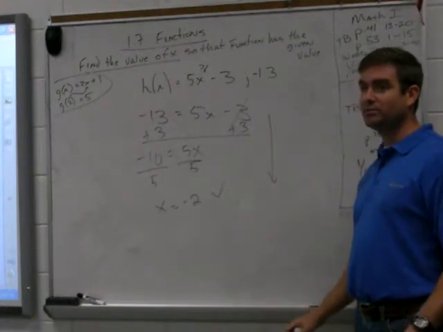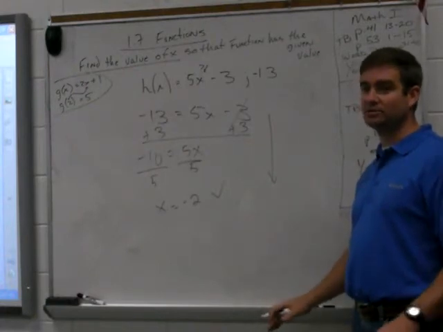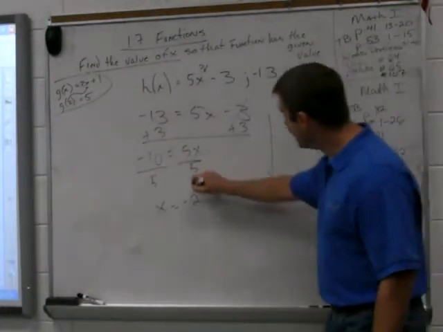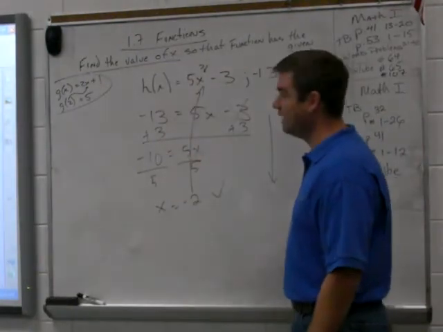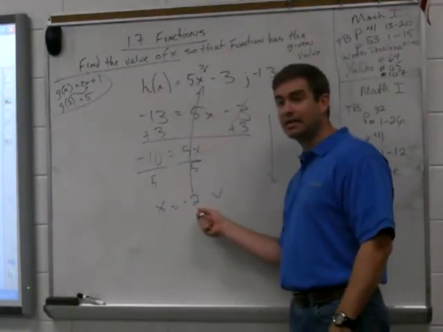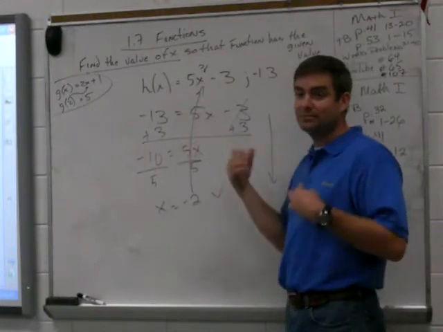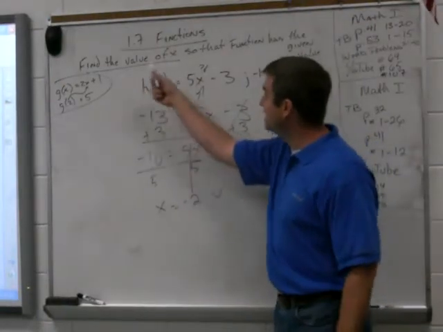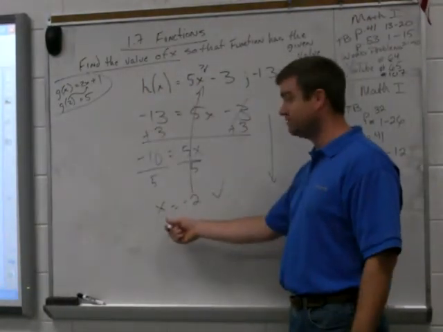Every single one of these problems, I should be able to check my answers very easily. How do I do that? I simply take negative 2 and plug it in for x. X equals negative 2. The direction said find the value of x. I found it. It's negative 2.